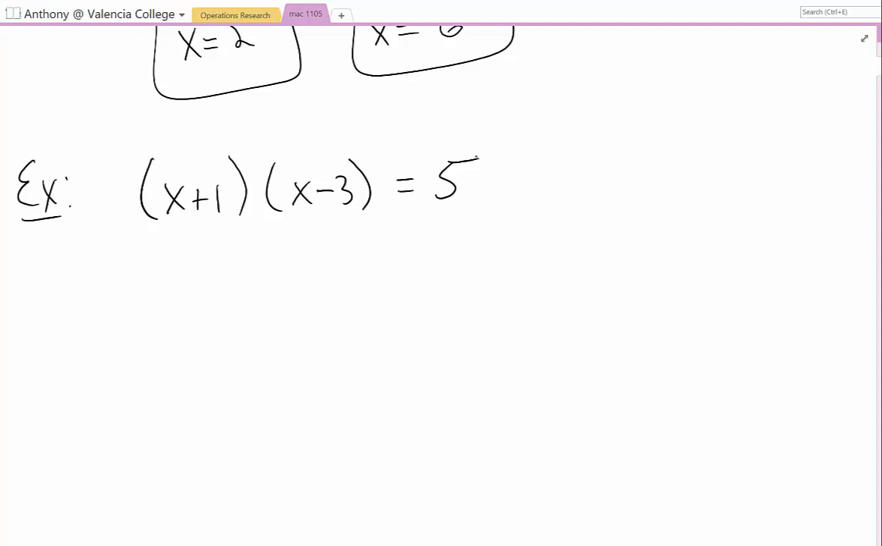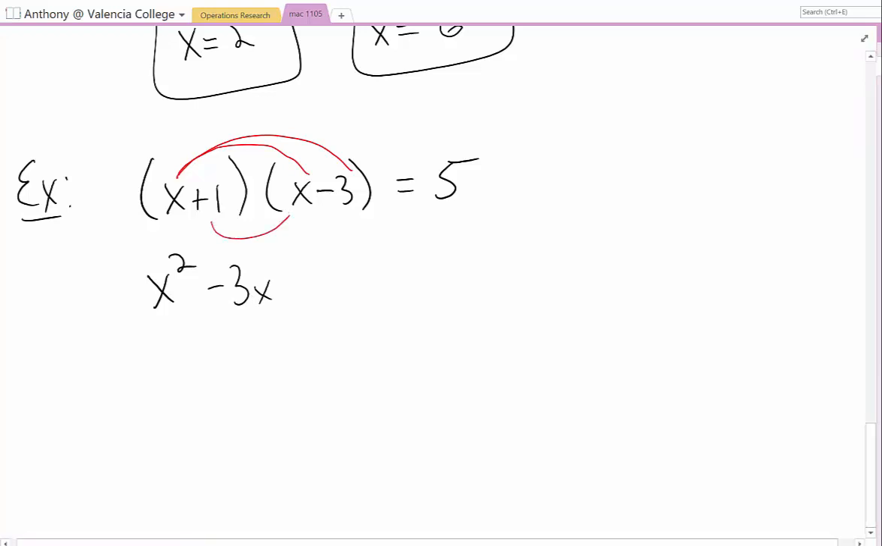Okay? Well, the first thing I want to do is let's FOIL out that left-hand side. Okay? What I mean by that is we're going to take x times x, which gives us x squared. What else we got? X times a negative 3. That's going to give us a negative 3x. And then we distribute our 1, right? 1 times x, that gives us a plus 1x. And then 1 times a negative 3 is going to give us a negative 3. And then remember, this equals 5.